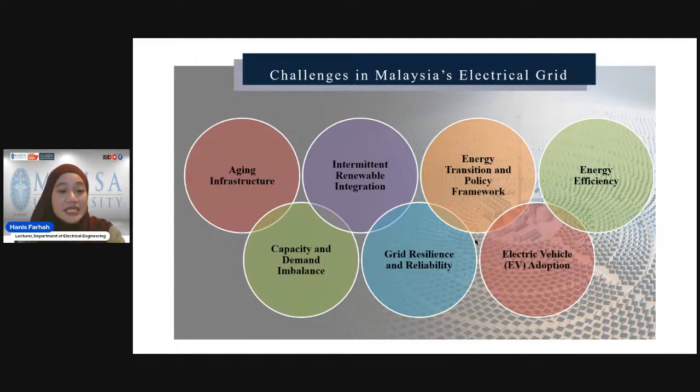The next one is capacity and demand imbalance, which means that we, as the electrical supplier, supply to the load. So what if the demand and the generation are not balanced?